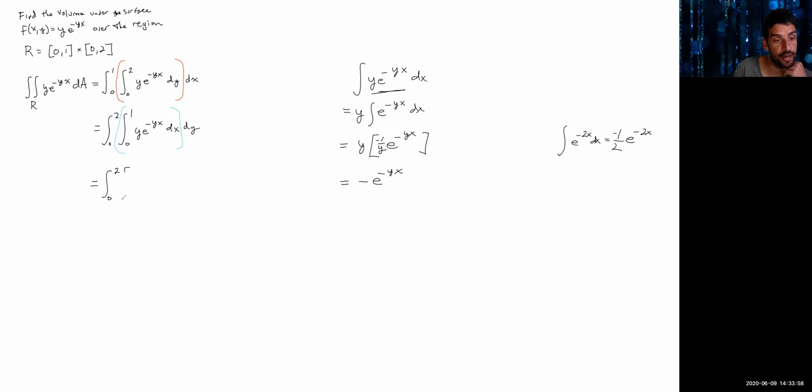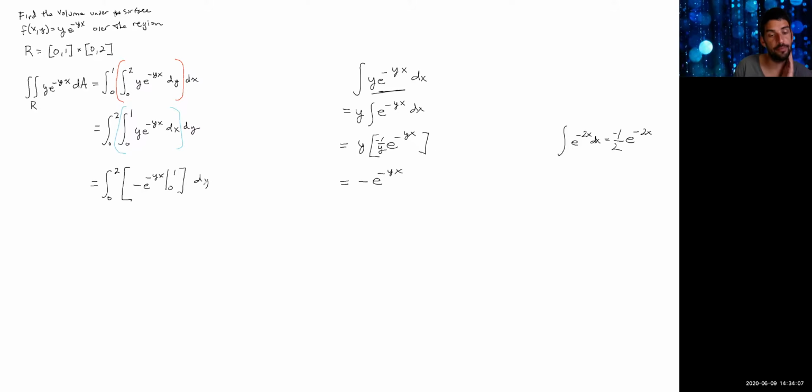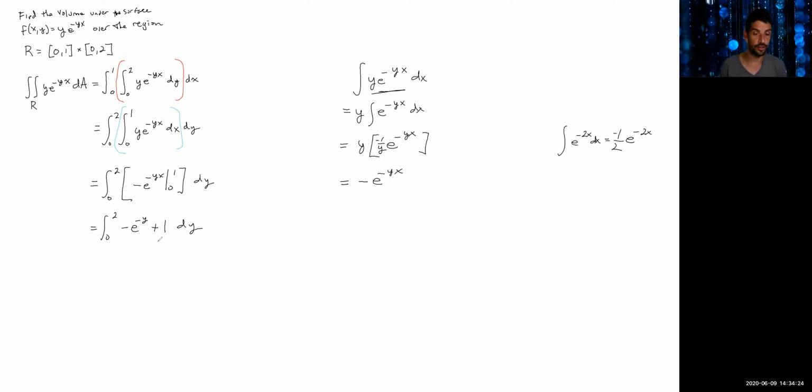So now what do I have? I have negative e to the negative yx evaluated from 0 to 1. This is all happening inside the y derivative. We're going to get negative e, so remember these are x values, negative e to the negative y, minus a negative e to the 0, so plus 1. Right? So there is our antiderivative.